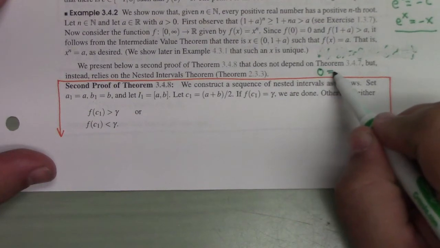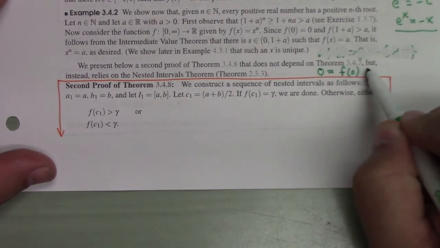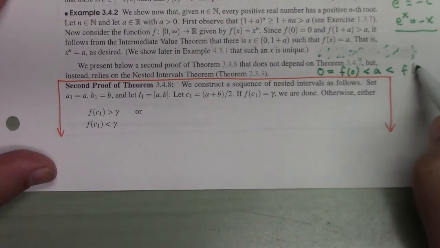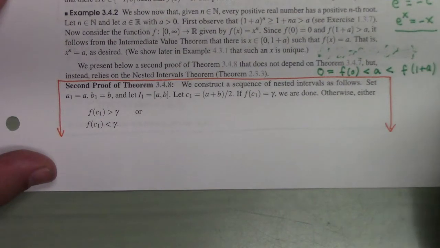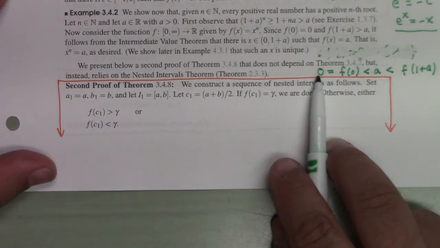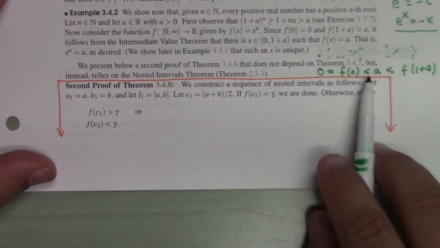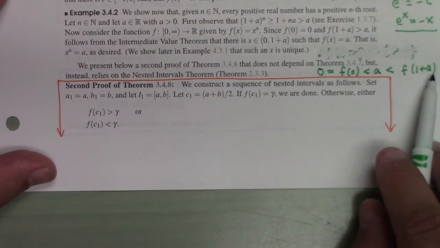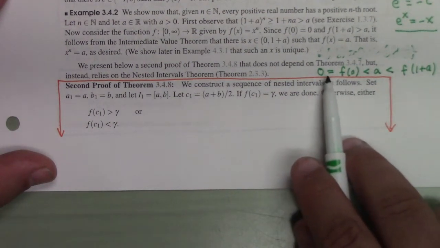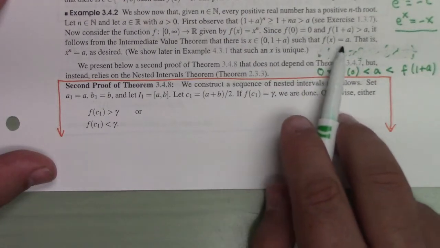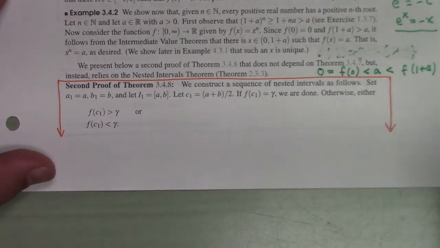0 equals f of 0 is less than a, which is less than f of 1 plus a. That's the inequalities. In other words, a is an intermediate value between f of 0 and f of 1 plus a. So that means that there exists an x between 0 and 1 plus a, right? Such that f of x is equal to a. That's the intermediate value theorem.